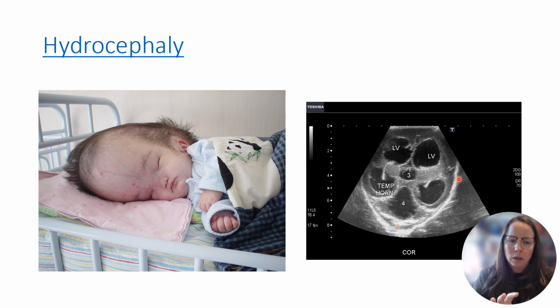Oftentimes we are going to catch this early during your well baby visits. But basically what they do is they'll have to have surgery and they'll put a shunt in, which is just a little tube that will open up the clog essentially, and that will drain usually into their abdomen, and it will help relieve the pressure, drain the excess fluid, and their heads will go back to normal. And most children that have hydrocephaly go on to live completely normal lives.